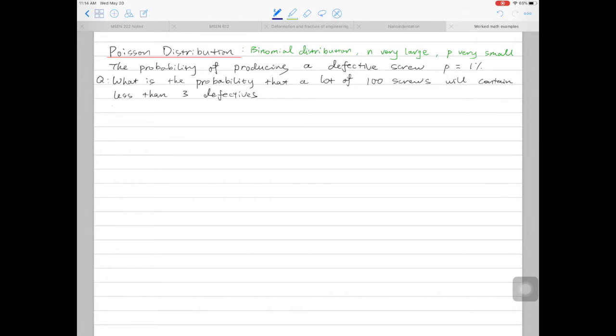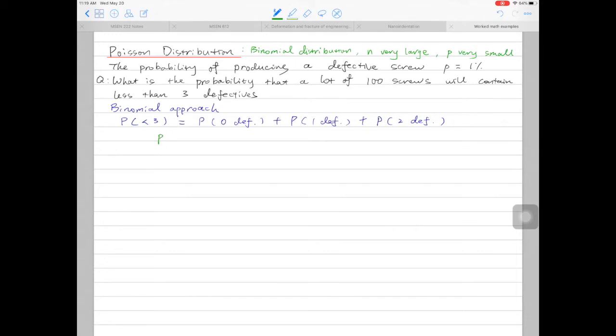We'll use the binomial approach first. What the question asks is the probability of having less than 3 defectives. So the probability of that is the probability of 0 defectives plus the probability of 1 defective plus the probability of 2 defectives.